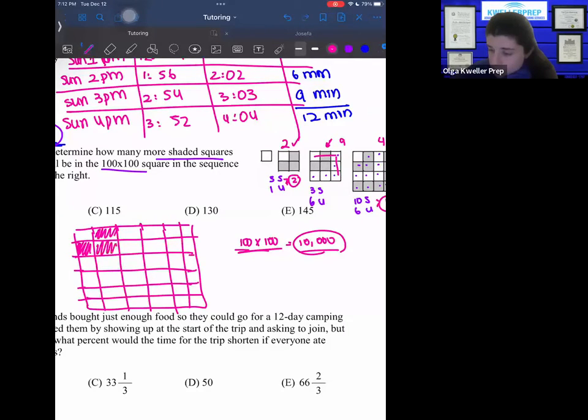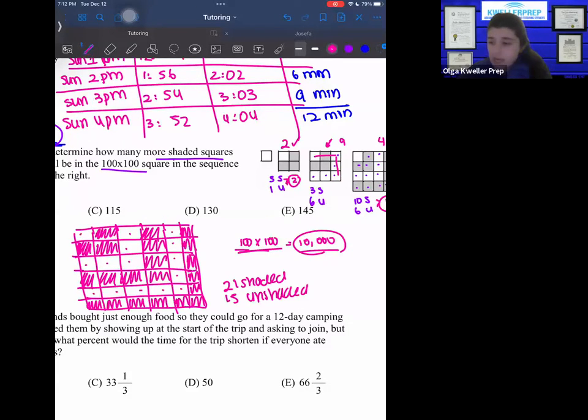1, 2, 3. And then we skip 1 and then 4, 5, 6, 7, 8, 9, 10. And then 11, 12, 13, 14, 15, 16, 17, 18, 19, 20, 21. So we have 21 shaded. And then we have 1, 2, 3, 4, 5, 6, 7, 8, 9, 10, 11, 12, 13, 14, 15 unshaded.